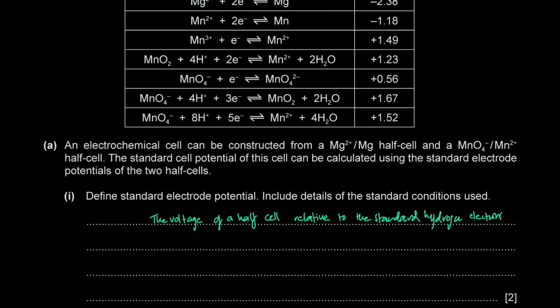When we're talking about electrochemistry, about cells, standard conditions are 298 Kelvin, atmospheric pressure, using 1 mole per dm cube solutions. So our electrolytes, the solutions, should be at a concentration of 1 mole per dm cube. Each of the ions present in both the half cells should be at concentrations of 1 mole per dm cube.